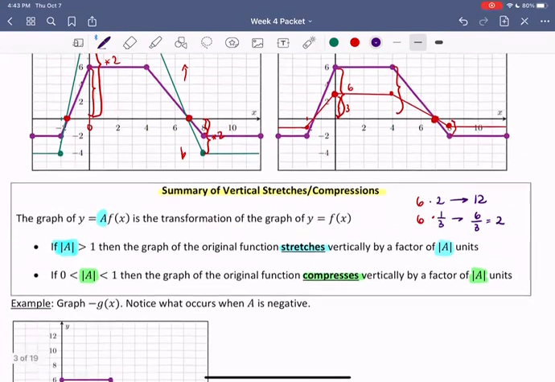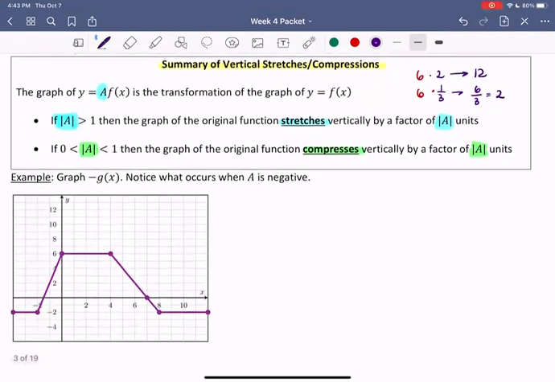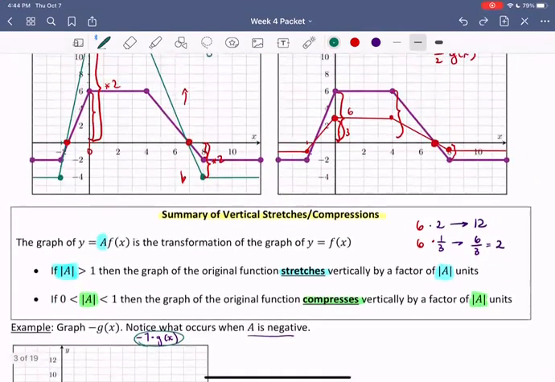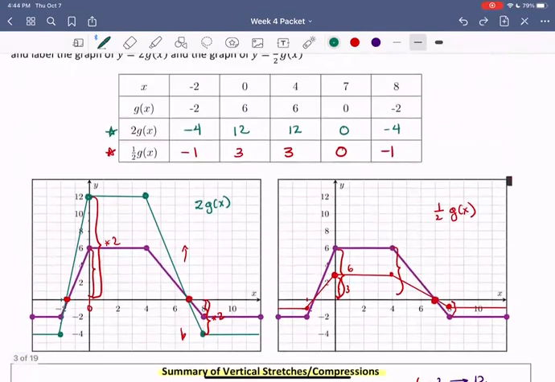Okay, so let's look at an example now when a is negative. What we want to do is graph negative g of x. This is the same as if we had -1 times g of x. Let's notice what occurs when a is negative. To do that, let's go ahead and plot the graph of negative g of x. What's going to happen to all of my output values? I start with g of x here, like we saw in the table. If we look at the table, all of the original g values I'm going to multiply by -1.